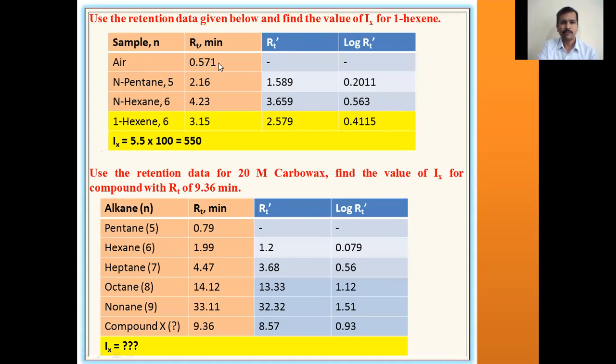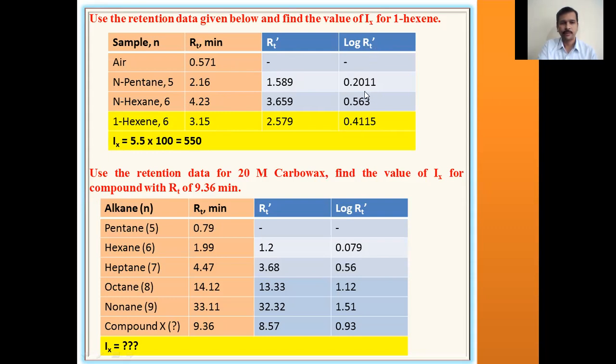So the dead time is 0.571 minutes. n-Pentane was eluted in 2.16 minutes. n-Hexane was eluted in 4.23 minutes. Right? And 1-hexene, it is having number of carbons 6. So it was eluted in 3.15 minutes. So RT dash you calculate. For air you cannot calculate. RT dash you can calculate for the others. The values can be obtained. Similarly, log RT dash can also be calculated.